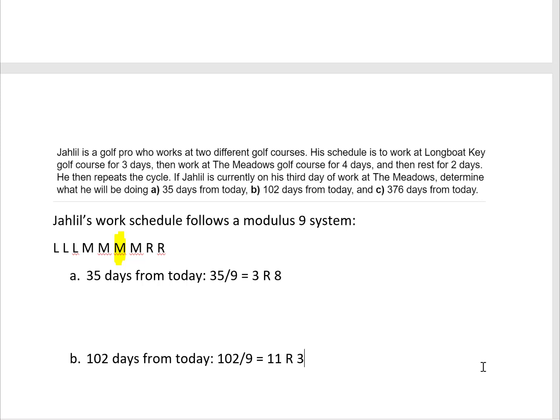So where will he be in 35 days? So we take 35 and divide by 9, and we get 3 remainder 8. So if we count ahead from where he is now on the 3rd day at Meadows, we count ahead 8, we'll go 1, 2, 3, 4, 5, 6, 7, 8, and we end up again at the Meadows. So he'll be working at the Meadows again.